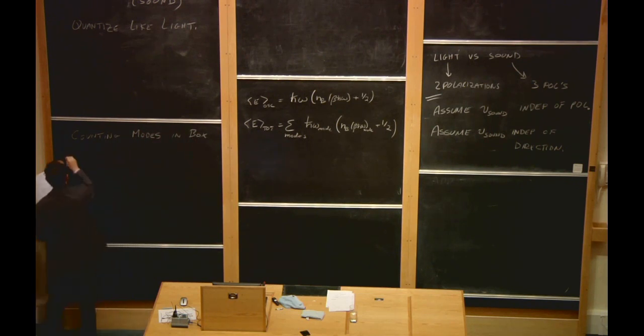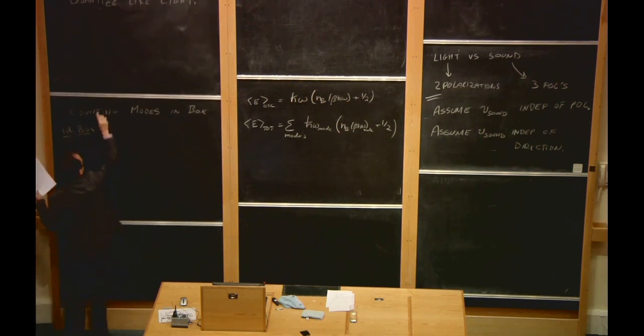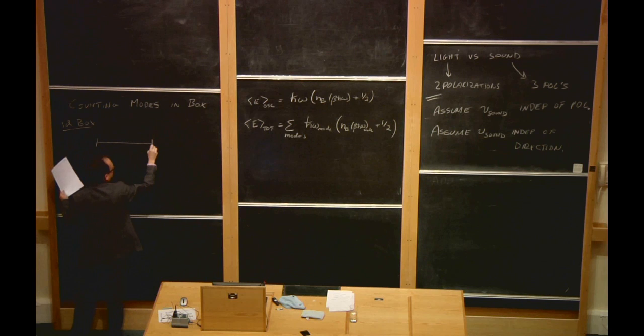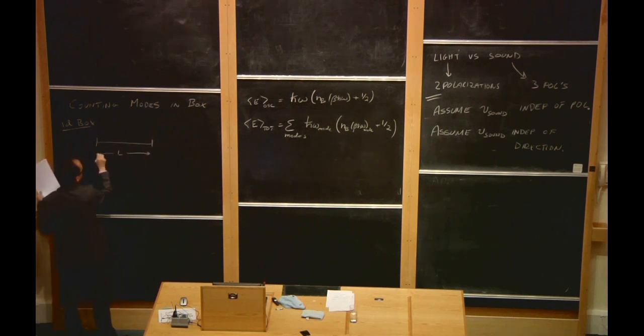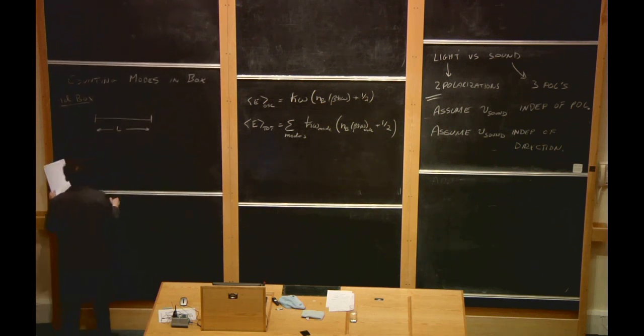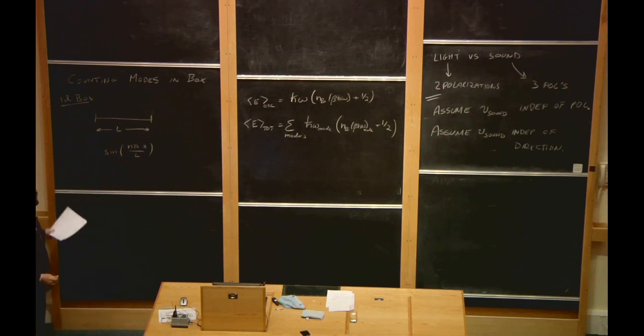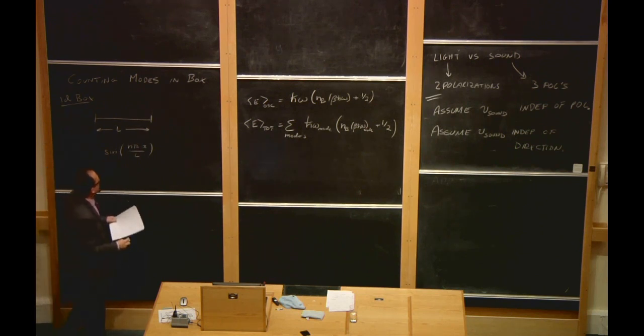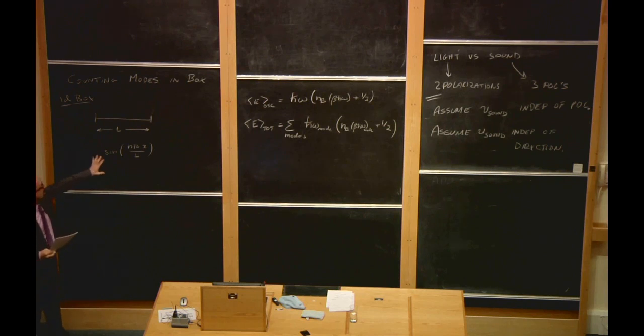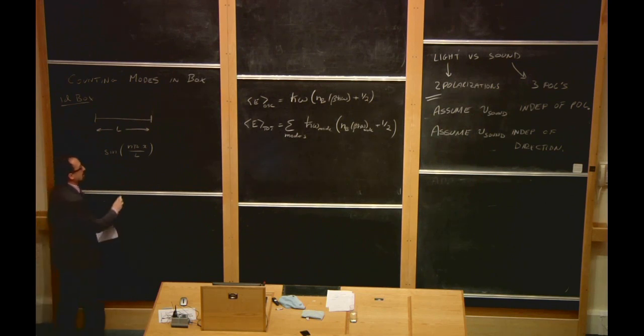So let's start with a one-dimensional box. Let's draw the one-dimensional box. Here it is. It has some length L. We can write down a wave in that box with hard wall boundary conditions, sine of n pi x over L. It comes to zero at both ends because of the hard wall boundary conditions. And this is a perfectly good way to write down the waves in the box. For every different positive integer n, you have a different wave mode. That's OK, but that's not what we're going to do.